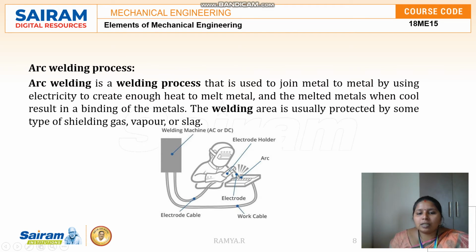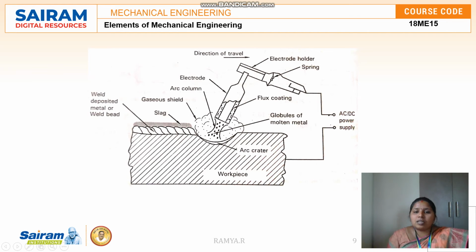So this is a diagrammatic representation of how arc welding is done. There is a welding machine. One end of the welding machine is connected to an electrode holder, the other one is connected to the workpiece, and when the electrode holder is moved against the workpiece, an arc is created, which in turn makes the electrode melt, and it creates the joint. So this is the arrangement of an arc welding.